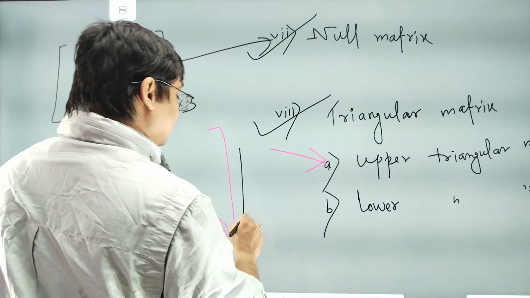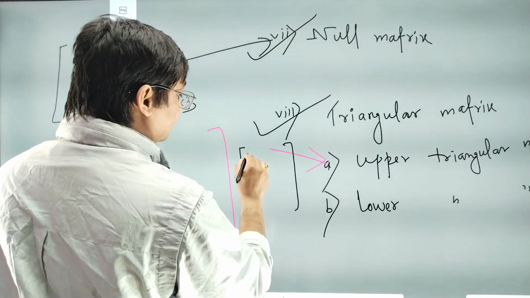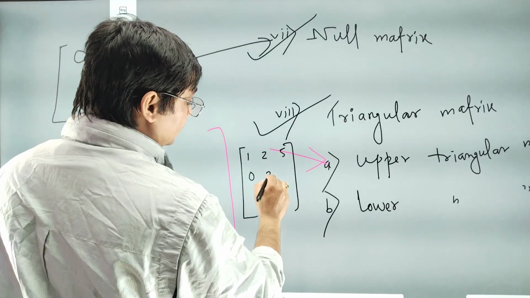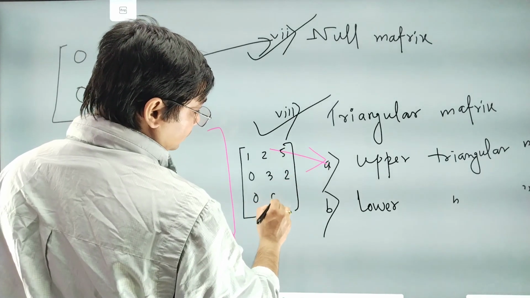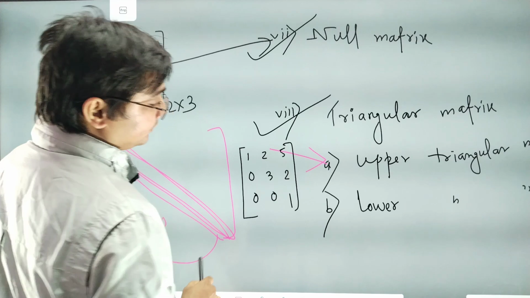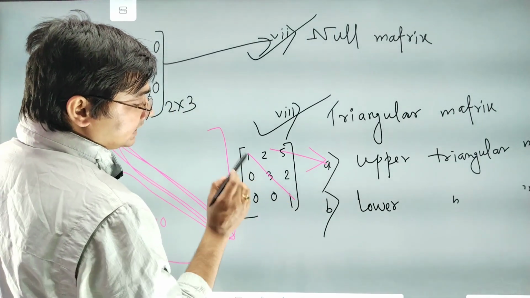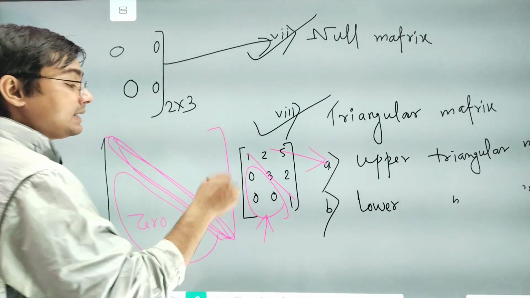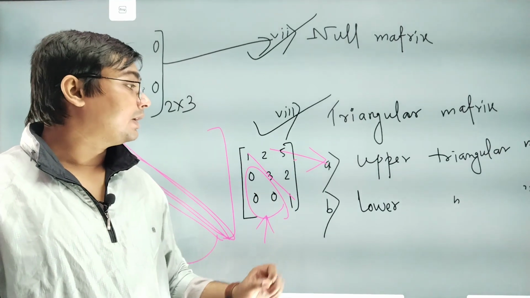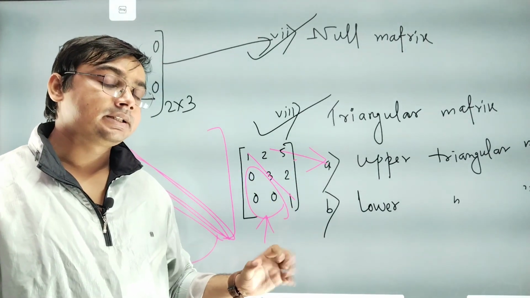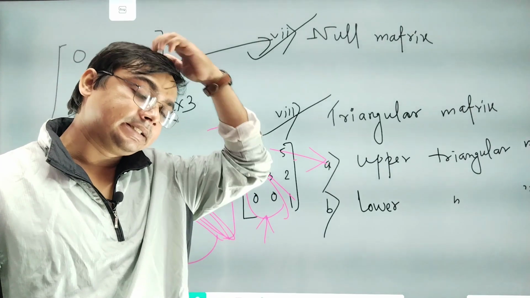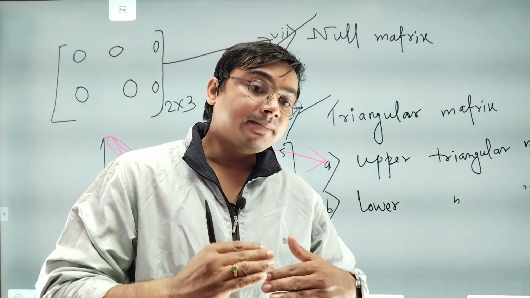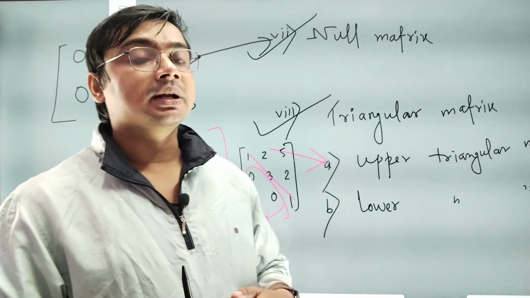For example, you can choose this matrix: 1 2 5, 0 3 2, 0 0 1. You see, this is our principal diagonal, and below the principal diagonal all the elements are 0. So this matrix is called an upper triangular matrix. That means an upper triangular matrix is a matrix in which all the elements below the principal diagonal are 0.